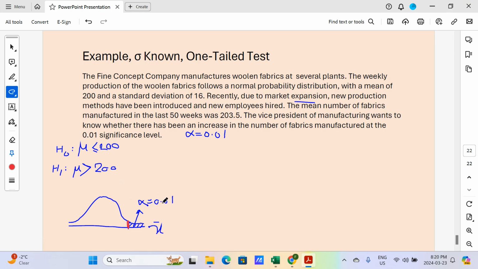But I already have the area on the right side. Alpha is the area on the right side of this cutoff point. So in Excel, I'm going to enter the area on the left side of this cutoff point to find the cutoff point. Let's go to Excel to find the cutoff point.